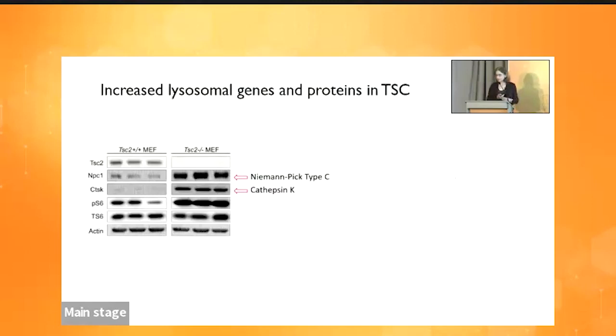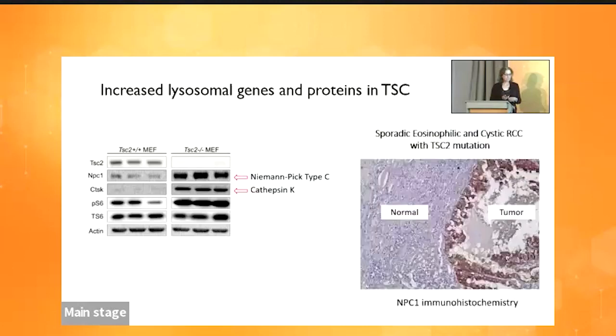We also, as was already mentioned by Dr. Asrani, see increased lysosomal genes and proteins in tuberous sclerosis. I'm just showing you one example here. You're seeing TSC2 deficient mouse embryonic fibroblasts, and you can see upregulation of the Niemann-Pick type C protein. That's a classic lysosomal protein, and cathepsin K.